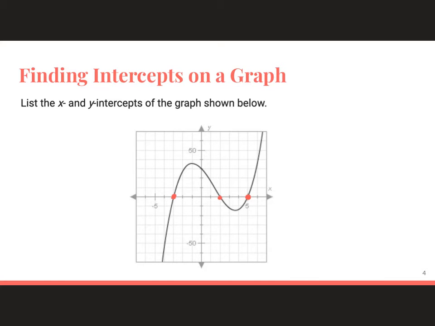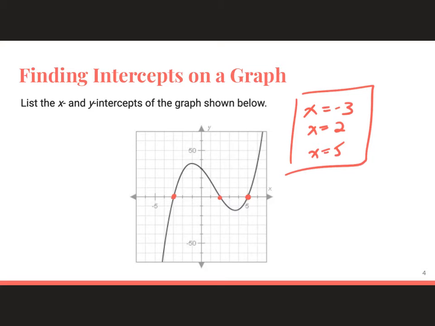Let's figure out what those actual x values are. So I see my first one furthest to the left. This is negative 1, negative 2, negative 3. Okay, so x equals negative 3. That's my first x-intercept. My next x-intercept is going to be 1, 2, so x equals positive 2. And then my last one is at x equals 5. All right, done. We found our x-intercepts. It's pretty easy when we have a graph, right?